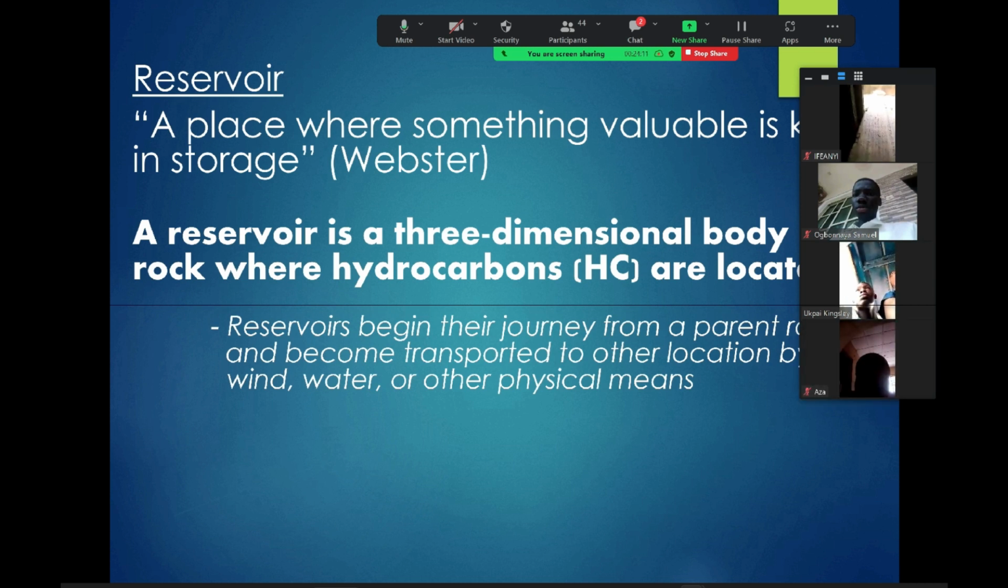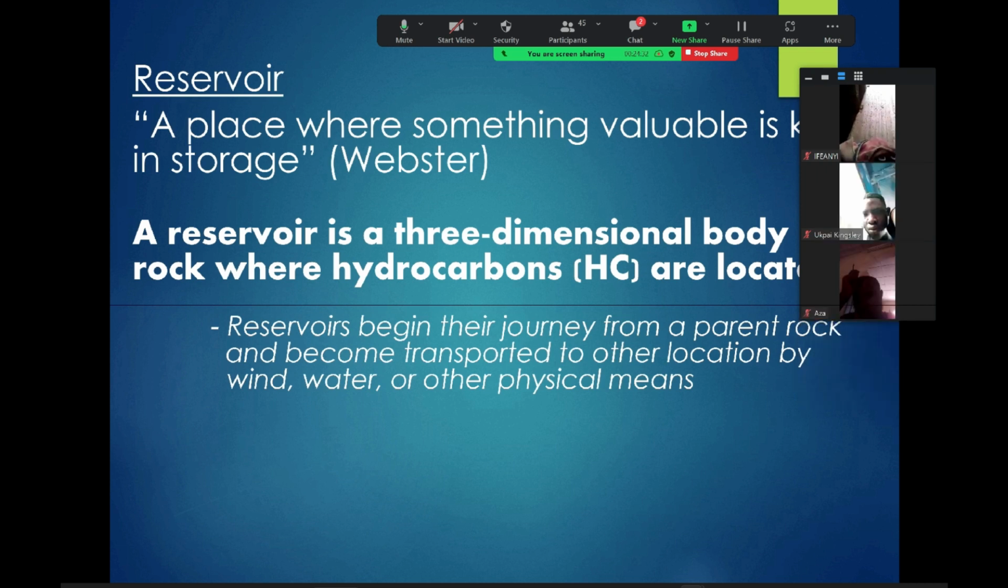It has moved from wherever it started, from wherever it was sourced by mediums such as wind, or water, or other physical means like landslide, like mudslide, like earthquakes, where you have movement of the plates. So these things cause the transportation of that original rock from where it was originally intact, where it was deposited from the onset, to the new location.